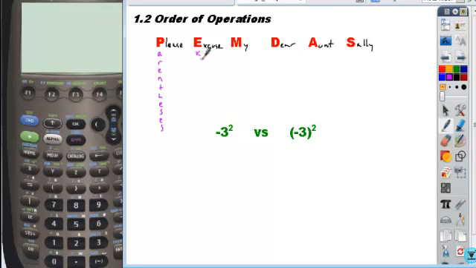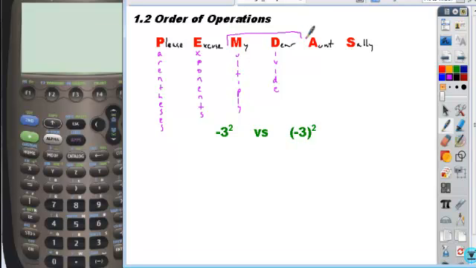The E stands for exponents. Okay, the M stands for multiplying. And D is for divide. There is no priority between these two steps. What that means is if something is being multiplied or being divided, it doesn't matter which one you do first. And they're pretty much grouped together. There's no single priority among the two of them.